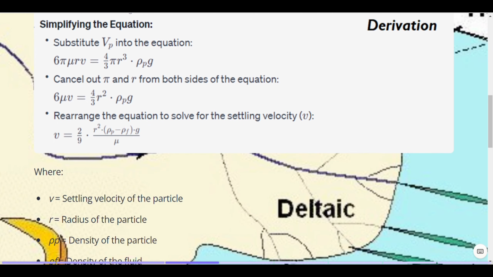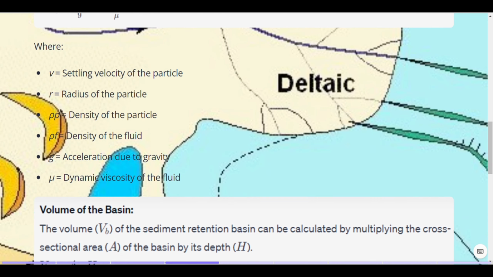Where V equals settling velocity of the particle, R equals radius of the particle. Rho P equals density of the particle. Rho F equals density of the fluid. G equals acceleration due to gravity. Mu equals dynamic viscosity of the fluid.